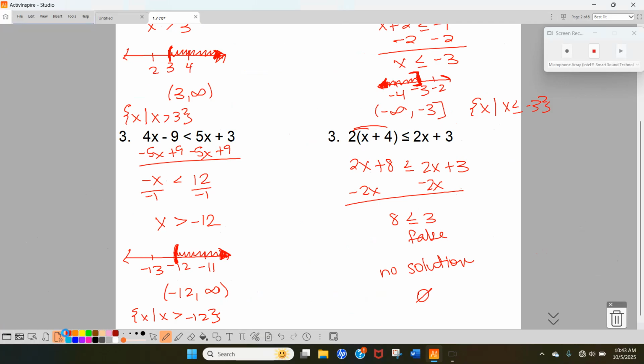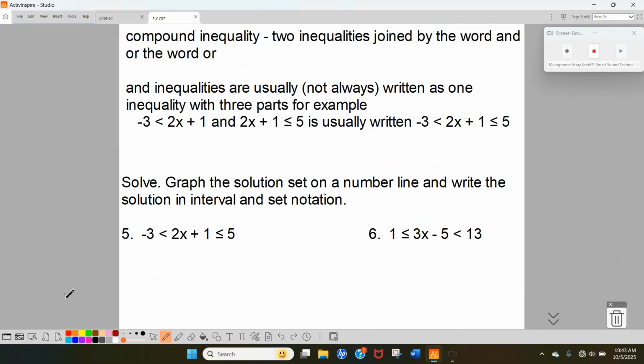All right, so compound inequalities is when we put two inequalities together. They can be joined by the word and, meaning they both have to be true, or they can be joined by the word or, meaning one or the other has to be true.